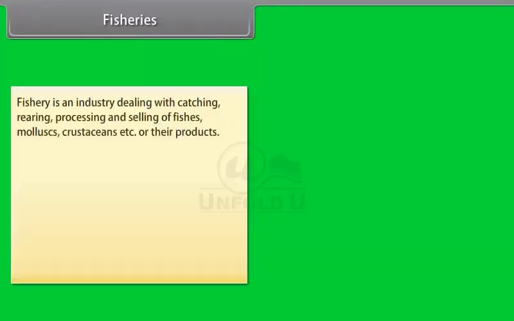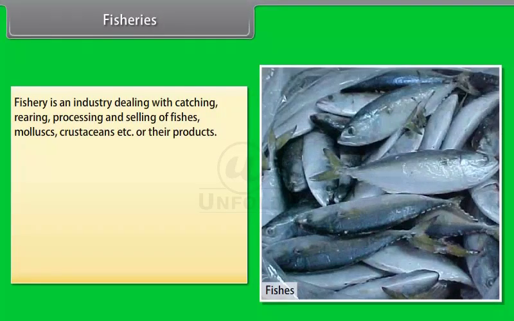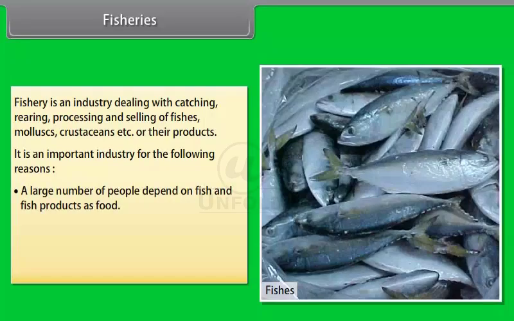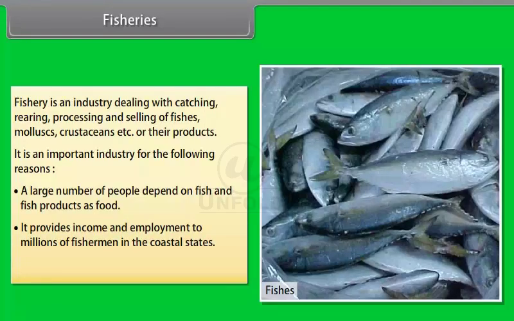Fisheries. Fishery is an industry dealing with catching, rearing, processing and selling of fishes, mollusks, crustaceans, etc. or their products. It is an important industry for the following reasons. A large number of people depend on fish and fish products as food. It provides income and employment to millions of fishermen in the coastal states. Products like fish liver oil are of medicinal value.